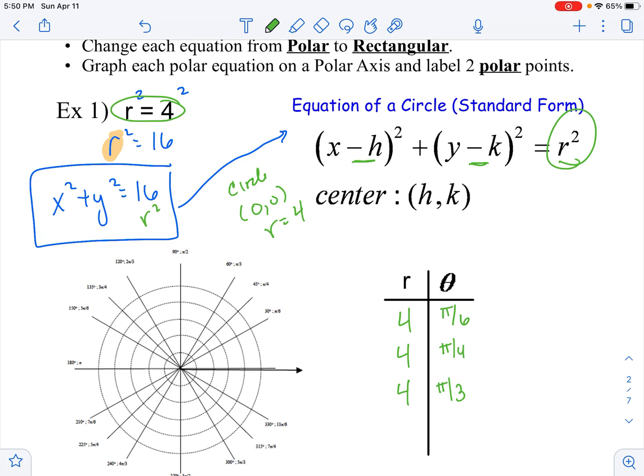So if I rotate to π/6 and go out 1, 2, 3, 4 points, there is my point. If I rotate to π/4 and go out 4, there's my point. If I go out to π/3, there's my point. And again, I could keep going around. No matter what angle I pick, the r value is going to be 4. And like we kind of said before, since we put it into rectangular form, I know that's a circle whose radius is 4. So this graph is just going to be the circle whose radius is 4 and the center is at the origin, or (0, 0). Okay, so r equals a number is always just going to be a circle.